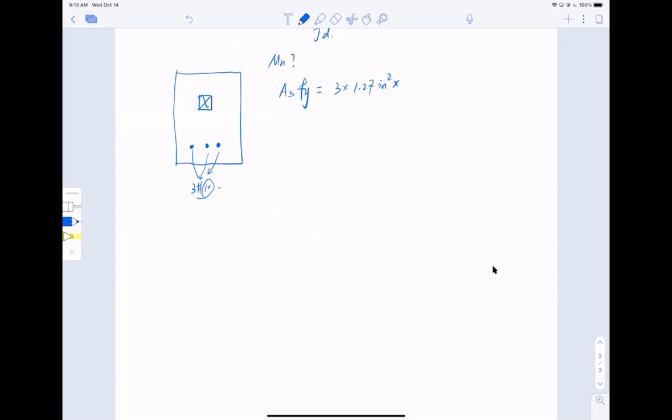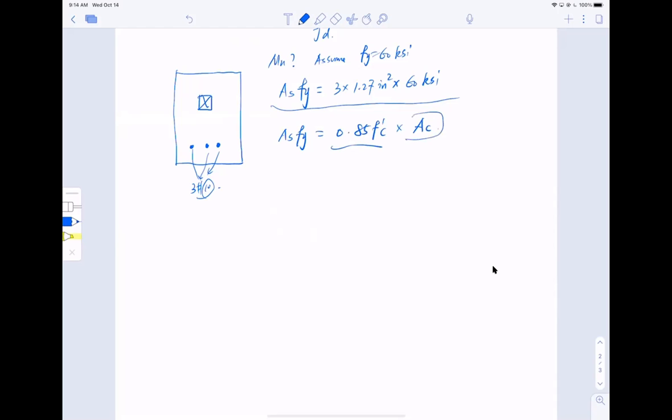And I know the problem is 75 ksi, but I'm just going to assume for now Fy equal to 60 ksi just to ease my calculation, okay? So this 60 ksi, that's my total tension. Right? So with this, I'm supposed to find the compression force. So AsFy equal to 0.85 f'c, okay, multiplied by Ac, which is the area of concrete. So the trick now is to find where is my Ac, right?